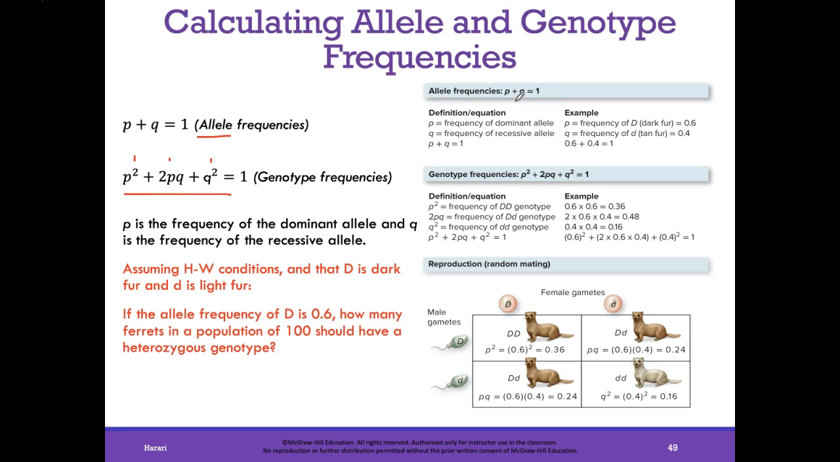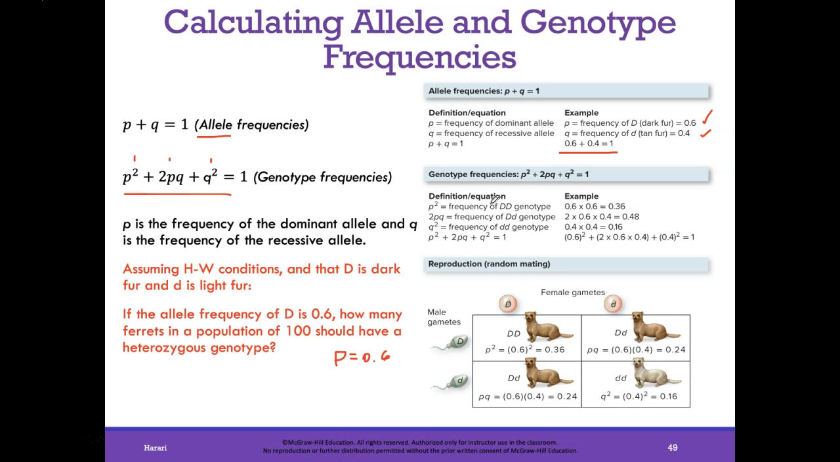So our first equation says that p plus q equals 1. And we said p is the frequency of the dominant allele. And it already says the allele frequency of big D, the dominant allele, is 0.6. So the first thing we're going to write down is p equals 0.6. And since p plus q equals 1, we know that q equals 0.4. So there's our first, the allele frequencies equation. So now we solve for p and q.